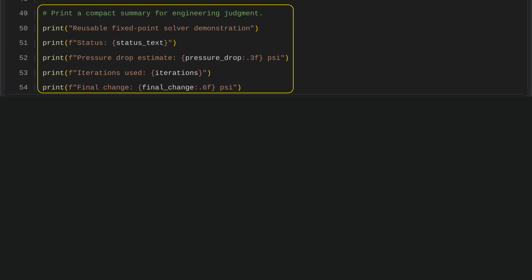The output gives a compact report on the reusable fixed-point solver. It states whether the solver converged, shows the estimated pressure drop, reports how many iterations were needed, and gives the final change in pressure drop. Together, these values help judge the accuracy and computational effort of the solution.